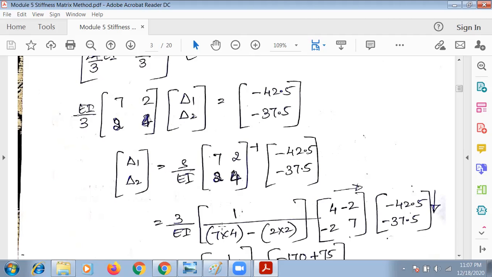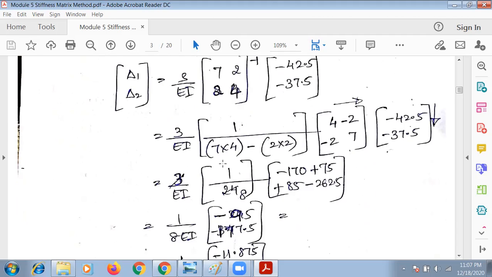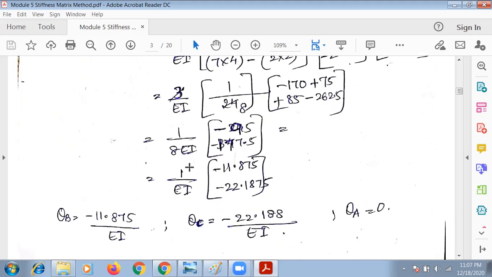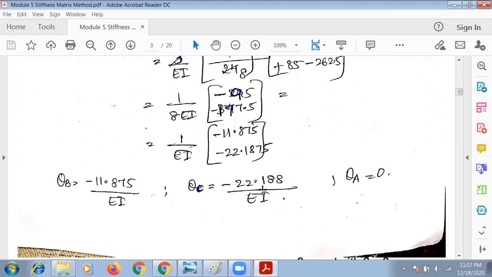When you press equal to, there is no need to do all of these calculations by hand, because right now it is just 2 by 2 and easy to solve. But when the numbers become more, then it's very hectic. So it's always better to solve it in the calculator. We have got the answer here. The first one is 1 by EI, so it is 11.84. And for the second one, just press the next arrow, so you'll get 22.22.